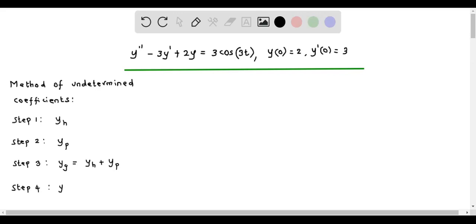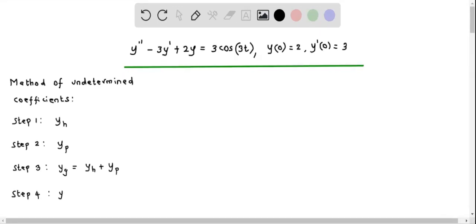We now solve this initial value problem. Here we have the equation y double prime minus 3y prime plus 2y equals 3 times cosine 3t, and the initial conditions are given as y of 0 equals 2, and y prime of 0 equals 3.